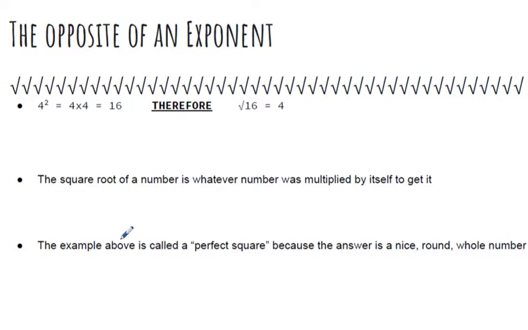Some common perfect squares are the square root of 25, which is 5, the square root of 16, which is 4, the square root of 9, which is 3, and so on. Any number that can be square rooted to a nice round whole number is called a perfect square.